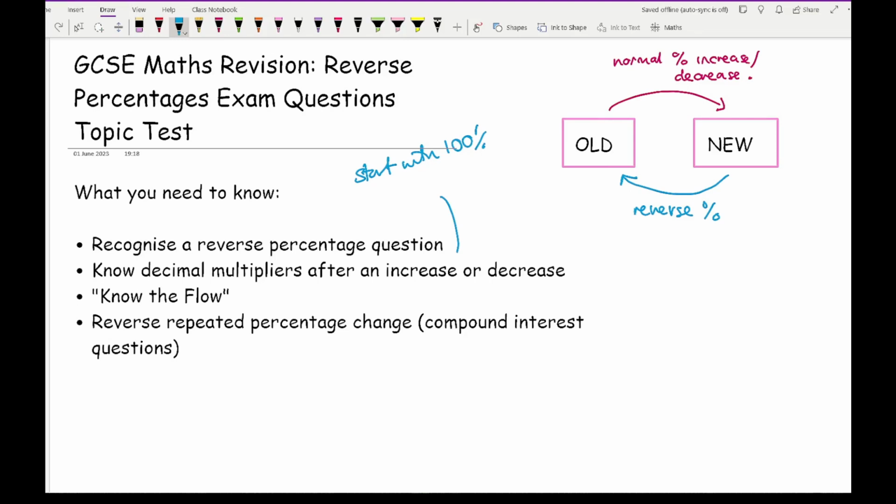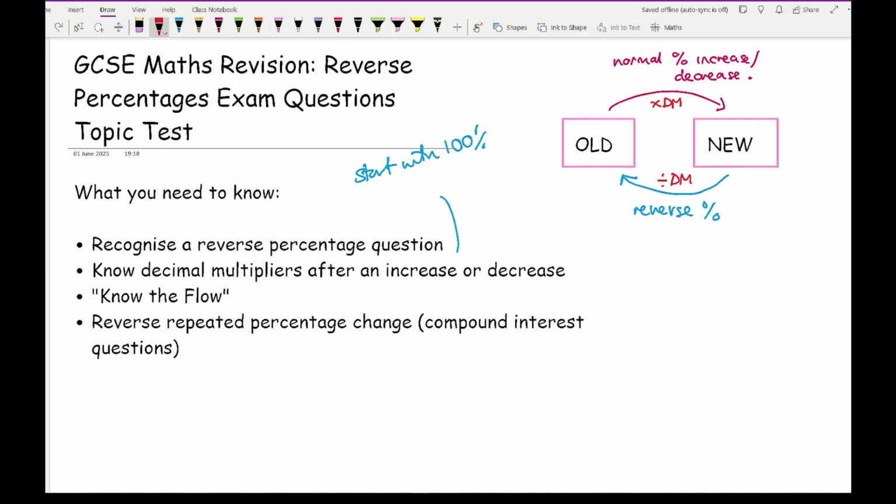The next thing is know the flow. Now when you're going from old to new, then you're simply going to be multiplying by the decimal multiplier. Now when you're going from new to old, you do the opposite of multiplying by decimal multiplier, which is dividing by the decimal multiplier.